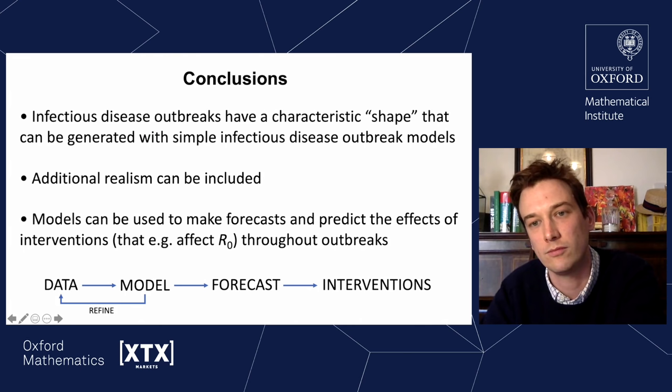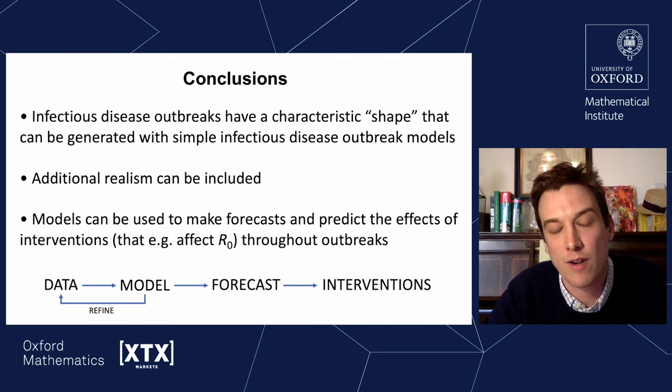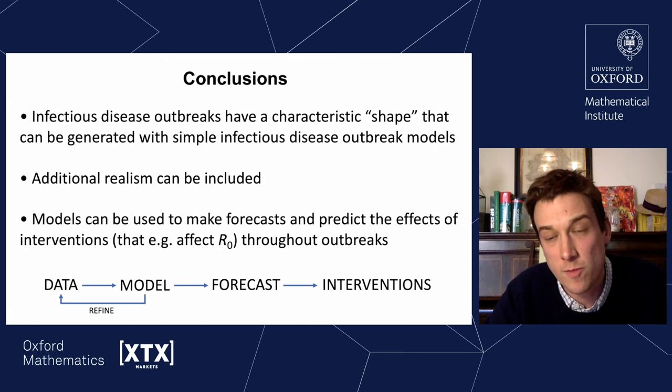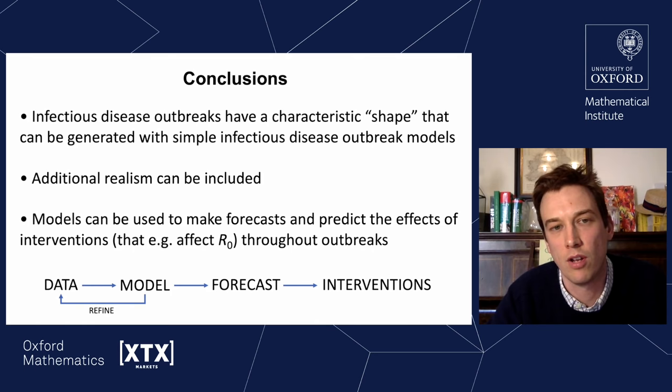Okay, so to conclude then, we've talked about infectious disease outbreak modelling and we've said precisely what an infectious disease outbreak model is. We've shown that infectious disease outbreaks have a characteristic shape. The number of cases in a single wave outbreak goes up, it peaks, and then it comes back down again to near zero. Even very basic infectious disease outbreak models can capture that kind of characteristic shape. Those models can then be extended to include additional realism, so things like, for example, transmission from individuals that aren't showing symptoms, or different transmission rates between individuals in different locations or individuals of different ages.